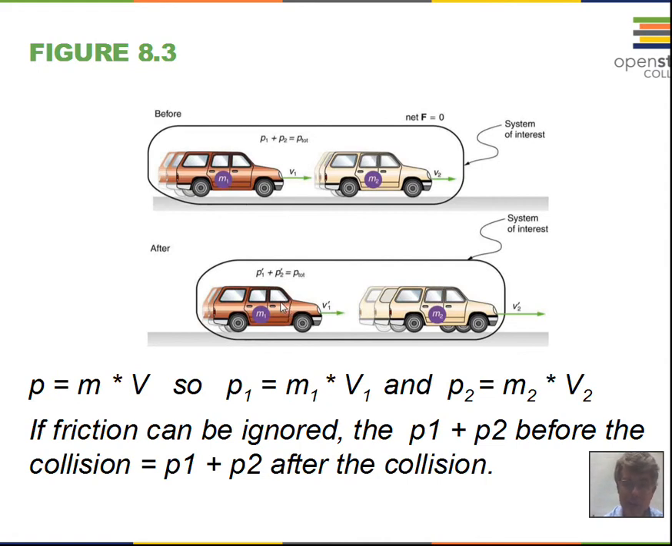We'll find that P1 plus P2 before the collision, where P1 is the momentum of car 1 and P2 is the momentum of car 2, is the same as P1 plus P2 after the collision, if friction can be ignored. Why does friction have to be ignored? In order to conserve momentum, we need zero net external force. Friction would be an external force in this system.